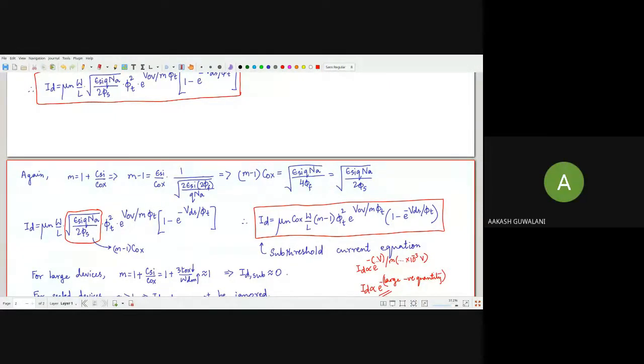Sir, how are we defining the scale? Means the ID and VGS plot. How are the values coming?